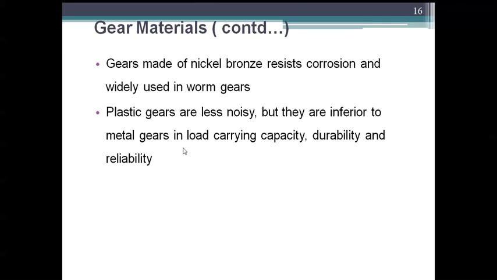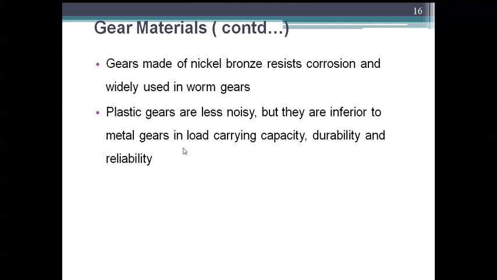The last one is plastic gears. They are less noisy, but they are inferior to metal gears in load carrying capacity, durability and reliability. So plastic gears are used where low noise is needed, but they don't have high load carrying capacity, durability and reliability. Generally, plastic gears are used in watches and precise machines. In that particular case, we use plastics. So these are the different types of gear materials we use.